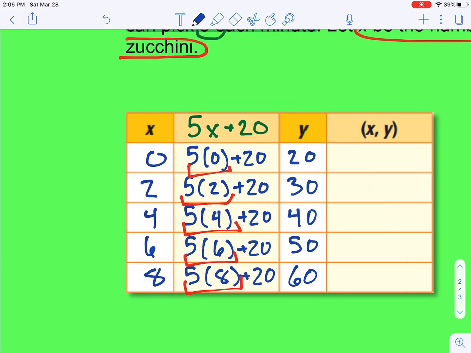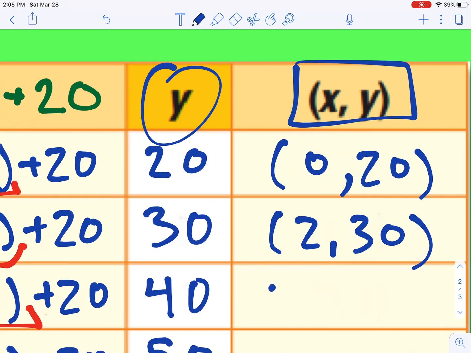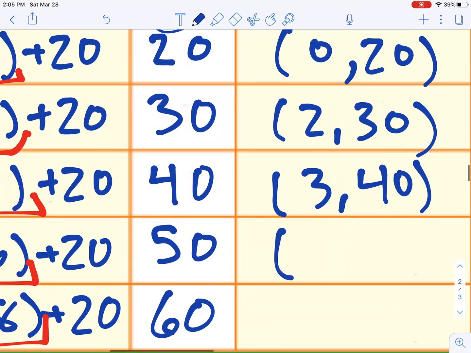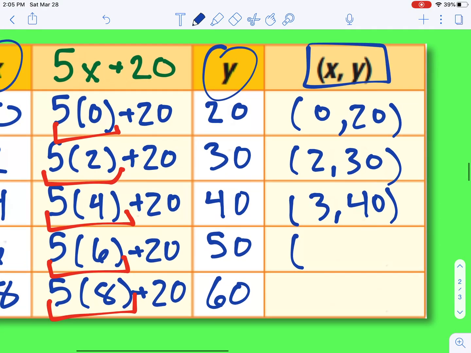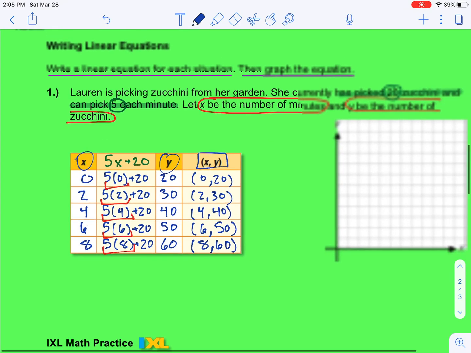I'm going to go ahead and we can take our x values and our y values and we can create these ordered pairs. So we have 0, 20, 2, 30, 4, 40. Did I screw that up? Is it 4, 40? 6 and 50 and 8 and 60. Okay. Now we can go ahead into our graph.